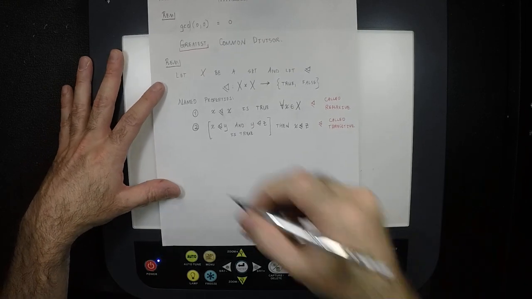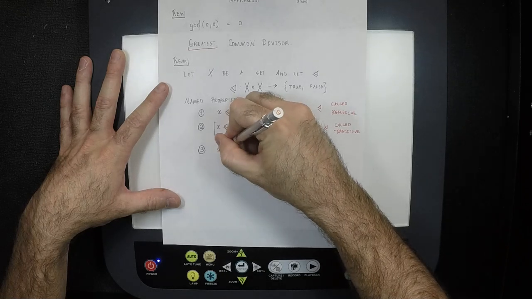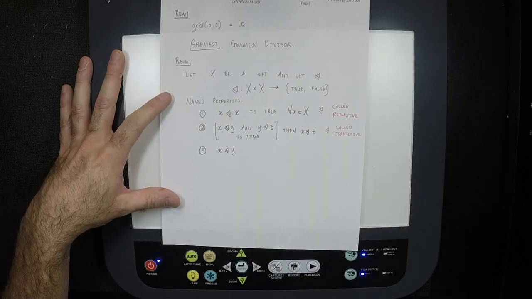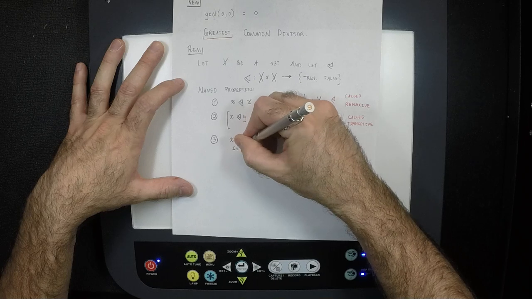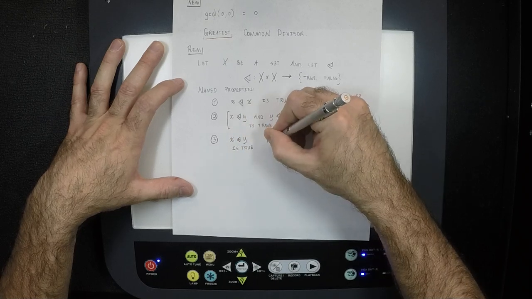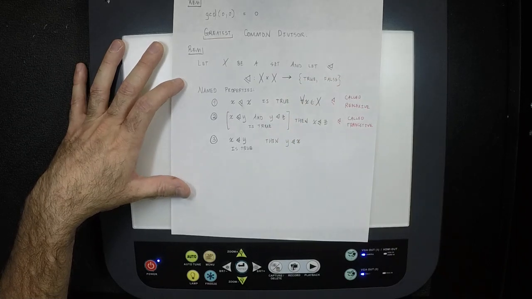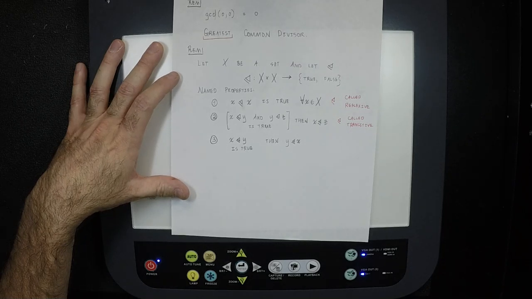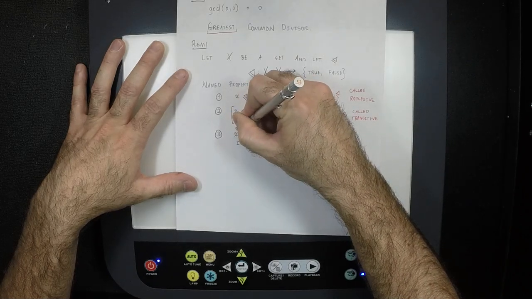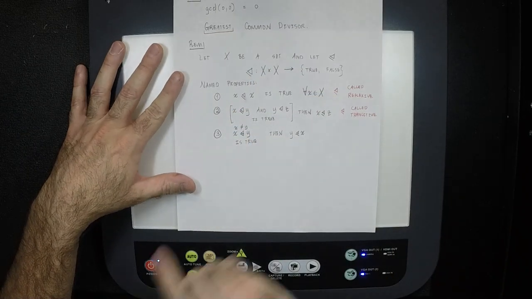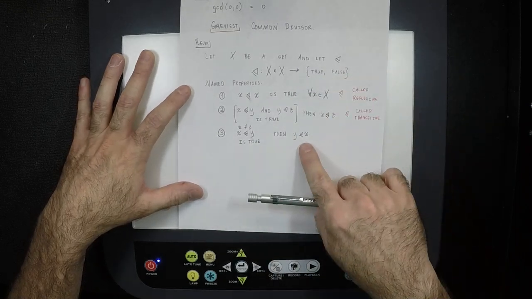Okay, and three. X. If this one is true, then what about this one? Well, we need to have two things here. So X is not Y, and X is less than Y, then what should be true about this one? Then that should be true. Then this, no. This would be false, right?